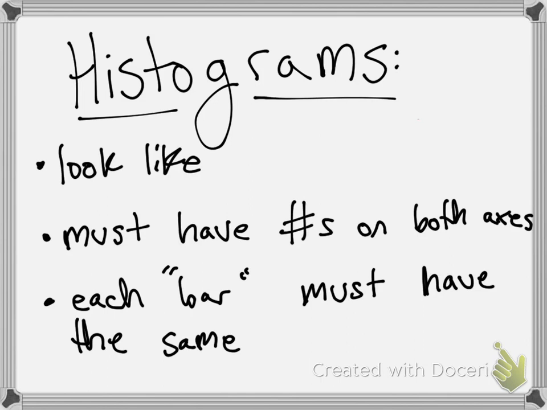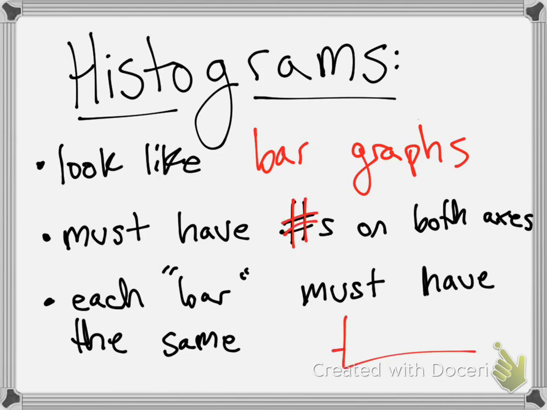Histograms look like something. What do histograms have to look like? Yes, they look like bar graphs. But they're not bar graphs. They're like a special type. Bar graphs are kind of a type of histogram, more or less. So each must have numbers on both axes, which means we can't have an axis that's got 1, 2, and an axis that has red, orange, yellow, stuff like that. That is not a histogram. That would be a bar graph.